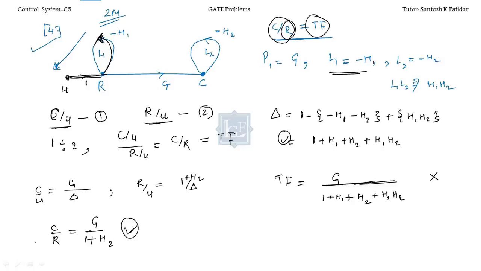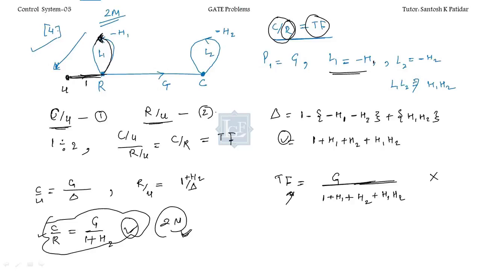Now if you do this in the GATE examination, then you can claim 2 marks. This will be genuine consideration. If you take the other transfer function as an answer, it will be fake consideration. So please be careful. Okay, so this is your answer.